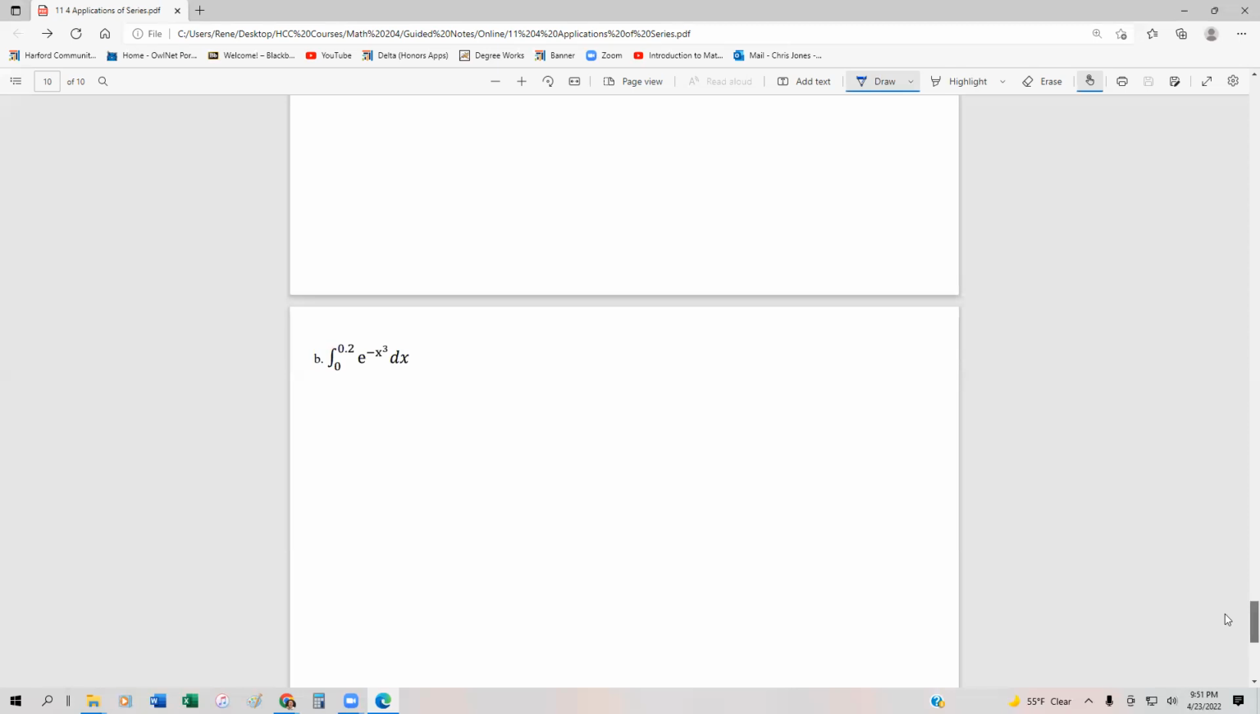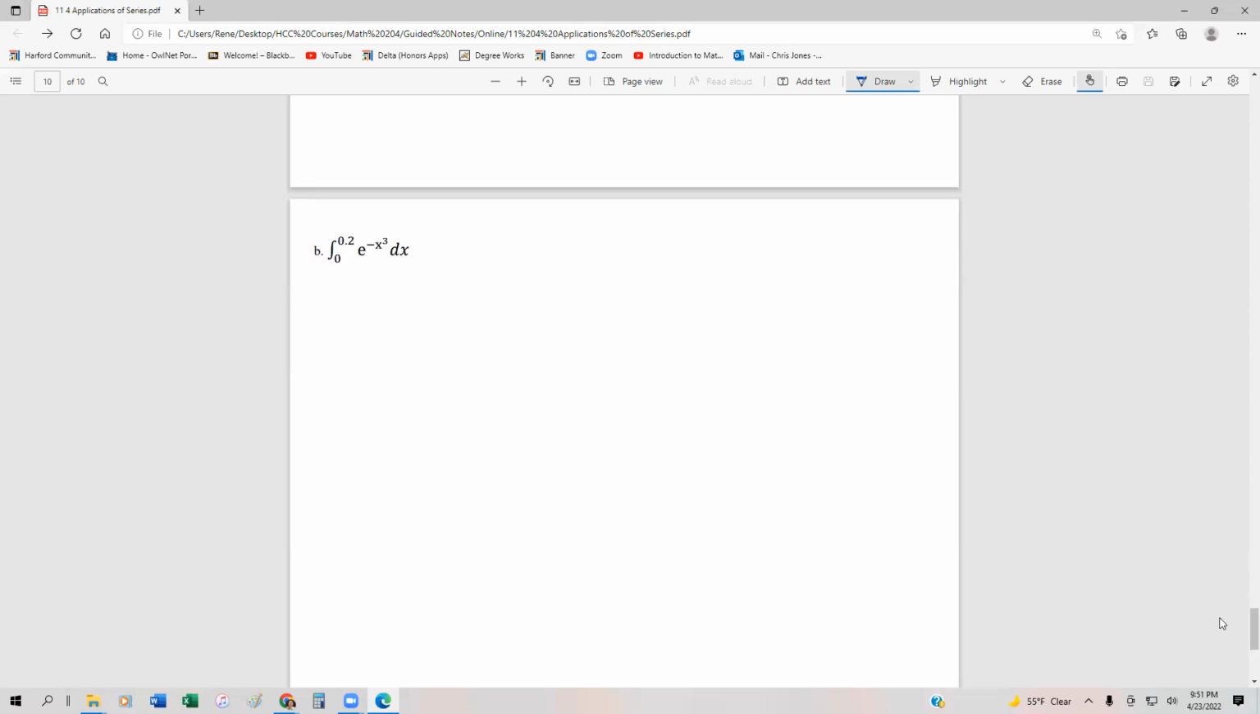So remember, e to the x is going to be equal to the series n equals 0 to infinity, x to the n divided by n factorial, which implies that e to the minus x cubed is going to be equal to the series n equals 0 to infinity of minus x cubed to the n divided by n factorial.